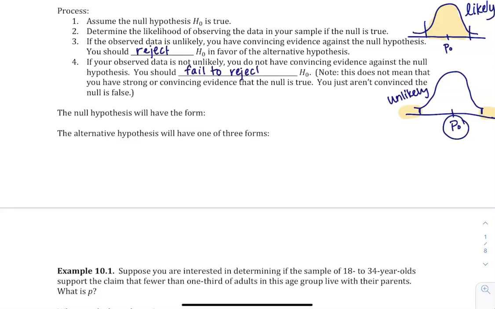Now, it's important here to note that we aren't accepting anything. We're not accepting the null. We're not saying without a shadow of a doubt that that's the value, because it might be some other value that's close to it. But the idea here is that we don't have enough evidence to suggest that it's anything other than what we assumed.